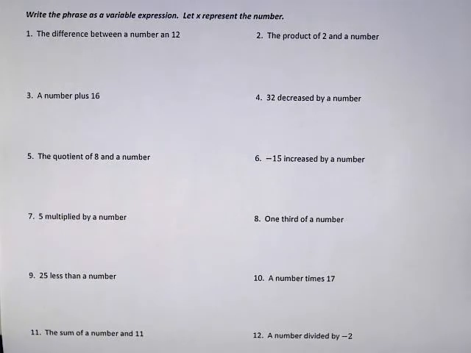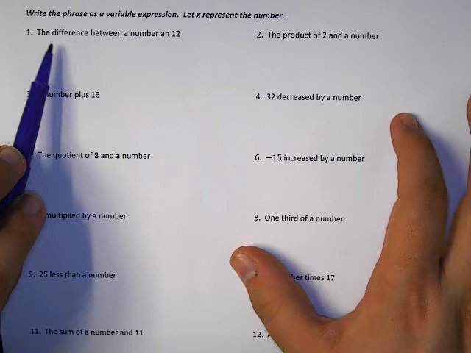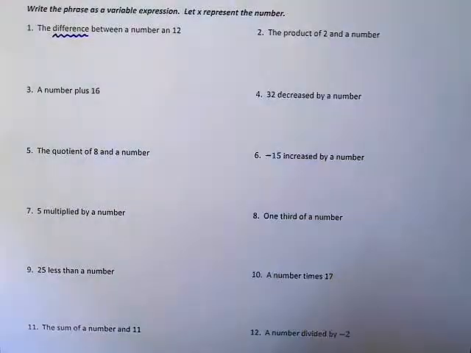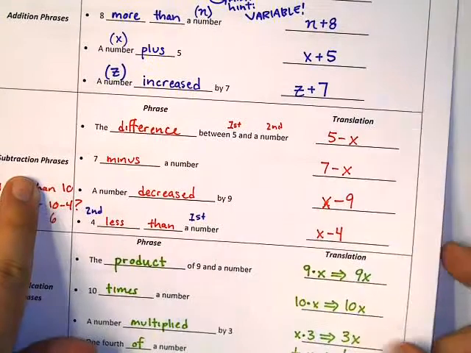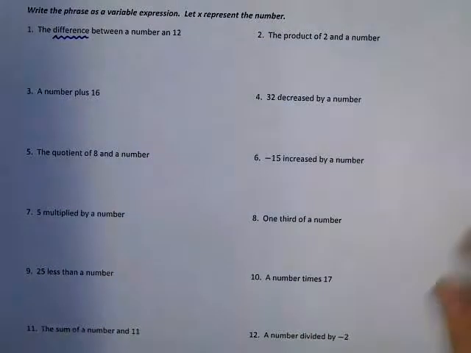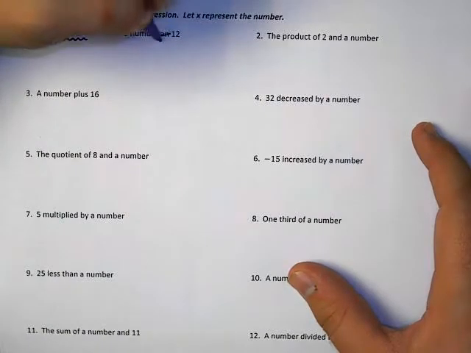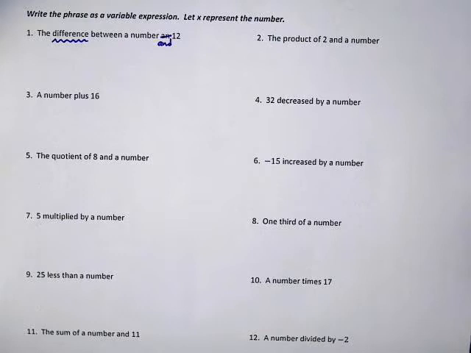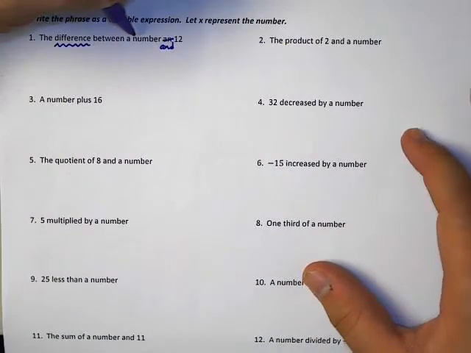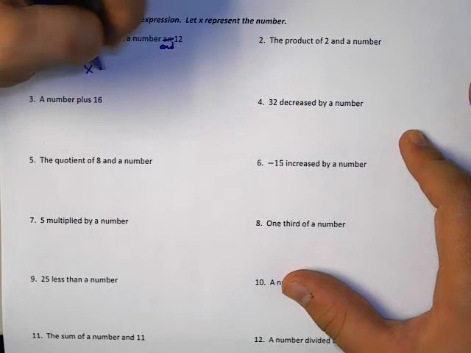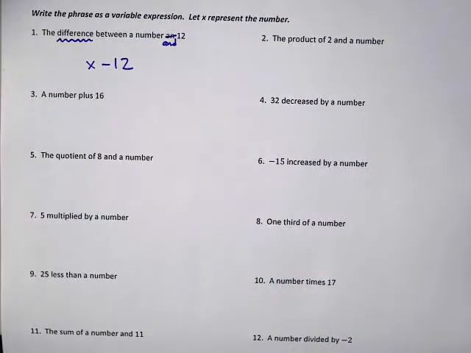But stick with me until you feel confident with these. Okay, so let's see here. Number 1, the difference. That's my key word. If we look it up, difference is a subtraction word. So I know that if I want the difference between a number and 12, I'm going to take some number and subtract 12. So in this case, I would take x, and I would subtract 12 from it.